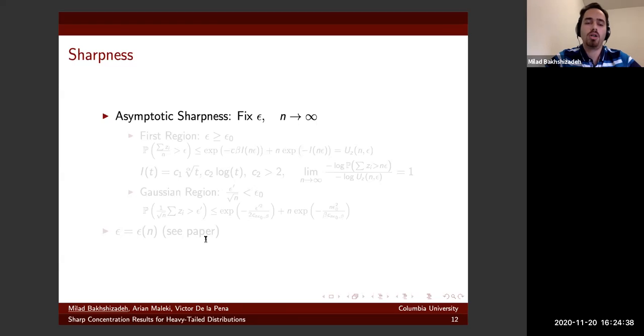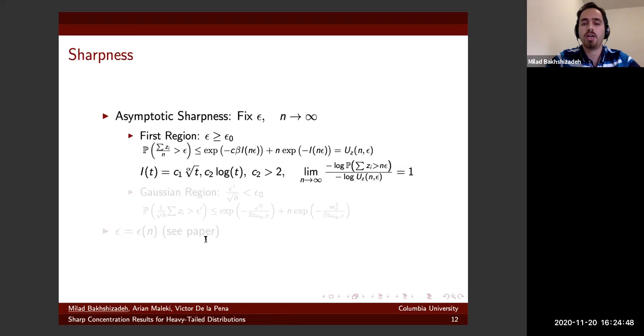We also showed this concentration inequality is sharp. Let's say we fix epsilon and send the sample size to infinity. In the first region, for the large deviations, for two general classes of rate functions, we have shown this limit goes to 1 as the sample size grows. The first class is when I(t) is the alpha root of t, corresponding to the subWeibull random variable. The second class is those with logarithmic rate function, which in fact have a polynomial tail as the random variable.